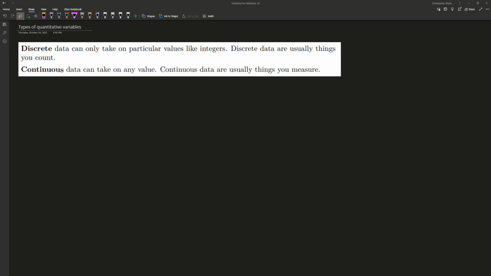For continuous data, continuous data might be the height of a person, right? Obviously, there are going to be restrictions to exactly how tall a human can be, right? But this is still a continuous variable. You can't really count the number of different heights that a person can take on.